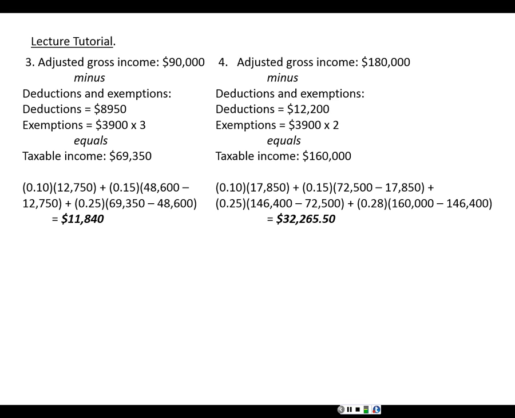Now, this is not the end. I'm going to ask you an additional question on problem number 4, but let's make sure that first we got it right. So again, hit pause while you check your answers. Check them at every step. If you made a mistake, see if you can find where it is.